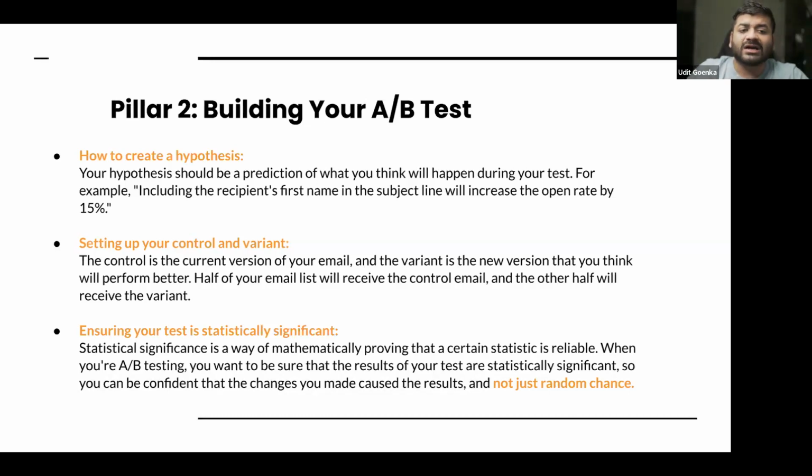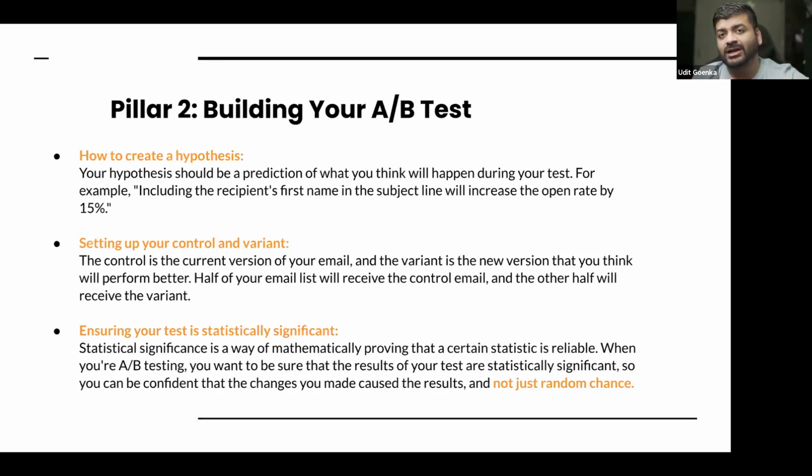Second, setting up your control and variant. The control is the current version of your email, and the variant is the new version that you think will perform better. Half of your email list will receive the control email, and the other half will receive the variant. So when you do A/B testing, you split your entire base in half. Let's say you're outreaching to about 1,000 people: 500 of your prospects are going to get the first set of email, and the other 500 is going to get the second set of email. Now you will be able to see which one has performed better.